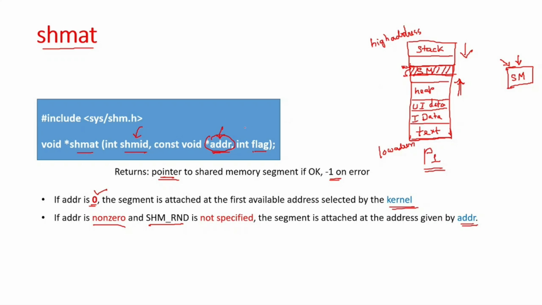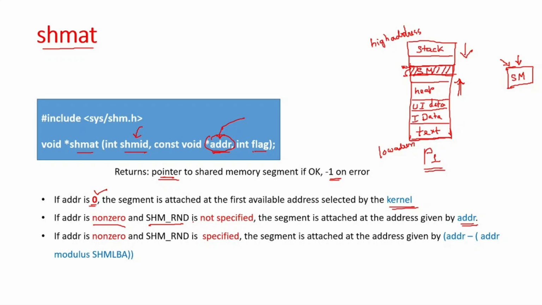Okay, so it will be attached at the address that is specified as a second parameter here, right? Okay, now let us see the third possible value. If the address is non-zero and this flag is specified, then the segment is attached at the address given by address minus the address modulus SHM-LBA. SHM-LBA is nothing but low boundary address multiple, and it is always a power of 2. What the arithmetic does is round the address down to the next multiple of SHM-LBA.